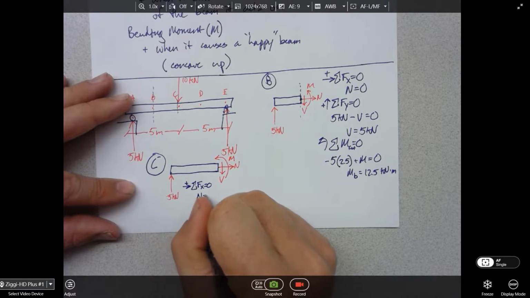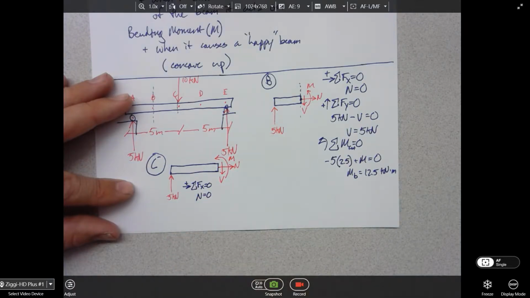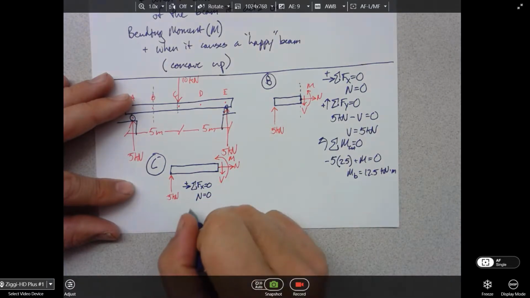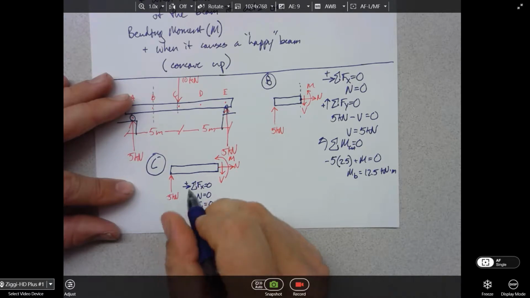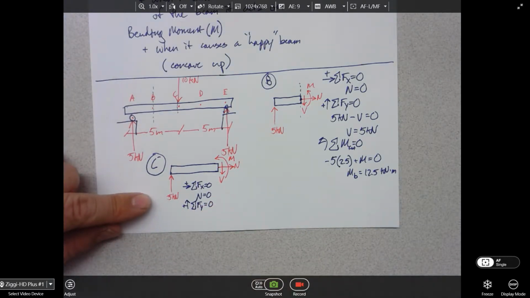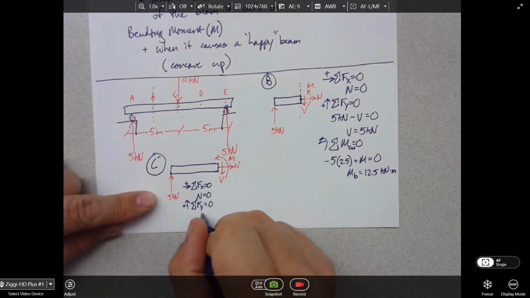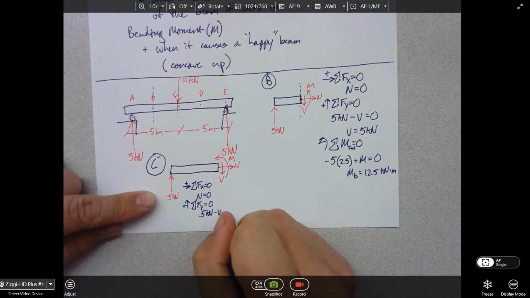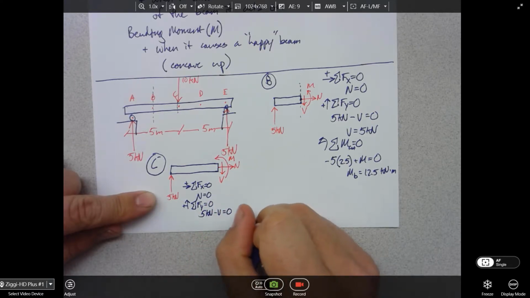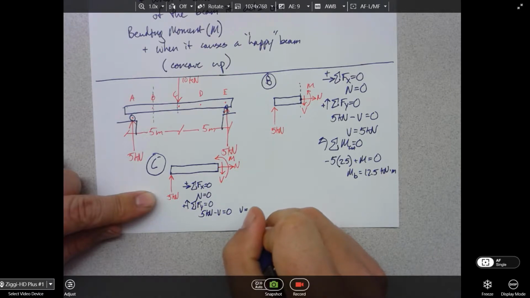So I have the normal is equal to 0. Not very exciting. Let's try sum of the forces in the y direction is equal to 0. Up is positive. What's that equation look like, Paul? 5 kilonewtons minus V. So we find, look, what do you know? V is equal to 5 kilonewtons still.